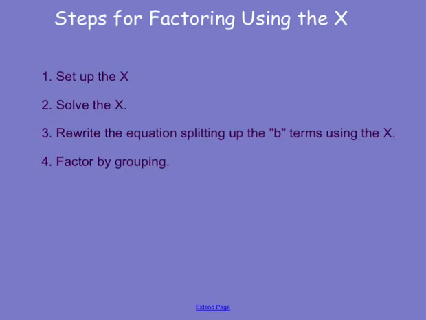Then we're going to rewrite our original equation, splitting up the b terms. So we're going to split up the b terms using what we found in the x. So that might not make 100% sense right now, but it will when we go through the first couple of examples. Once you have 4 terms, you can always factor by grouping. So that's what we did at the beginning of this unit. We're going to bring that in and apply it to what we're doing today. So let's go ahead and take a look.